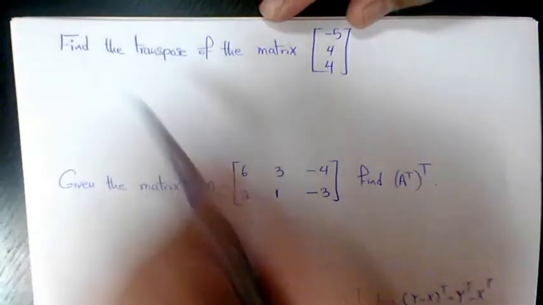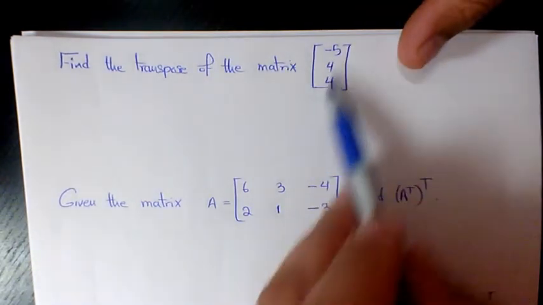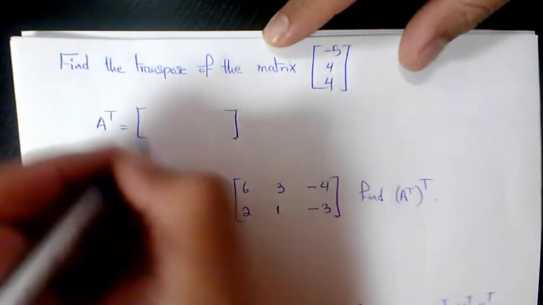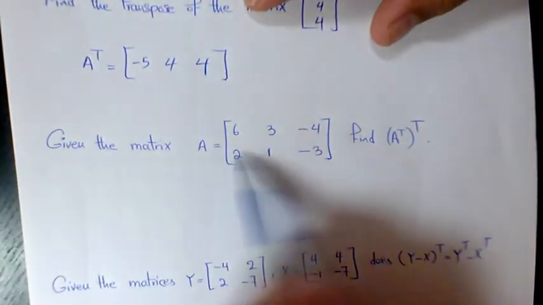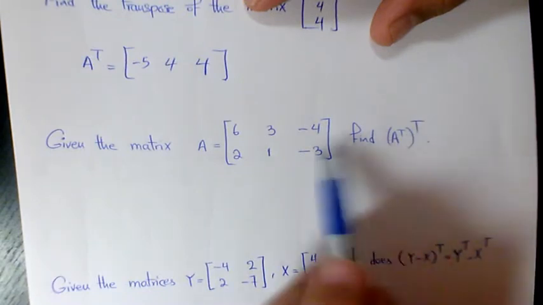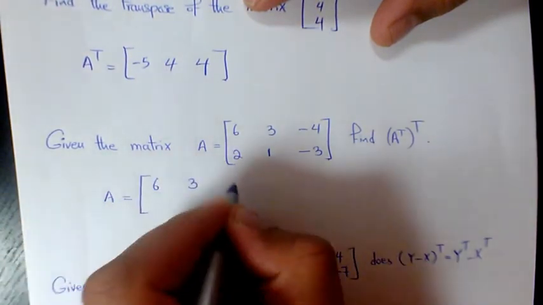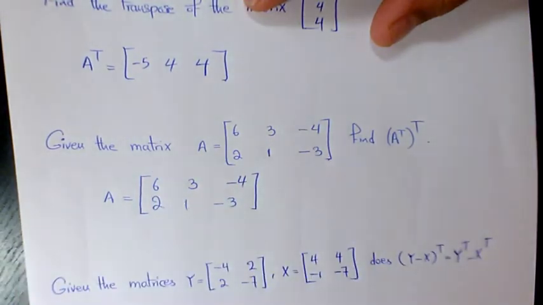Here in this example, it says find the transpose of this matrix. As you see here, we have a 3 by 1 matrix, so the transpose is going to be 1 by 3, so it's negative 5, 4, and 4. And next one, given the 2 by 3 matrix, find out the transpose of this matrix, which is going to be itself. So I'm just going to write the original matrix: 6, 3, negative 4, 2, 1, negative 3. That's the transpose of the matrix, which is going to be the original one.